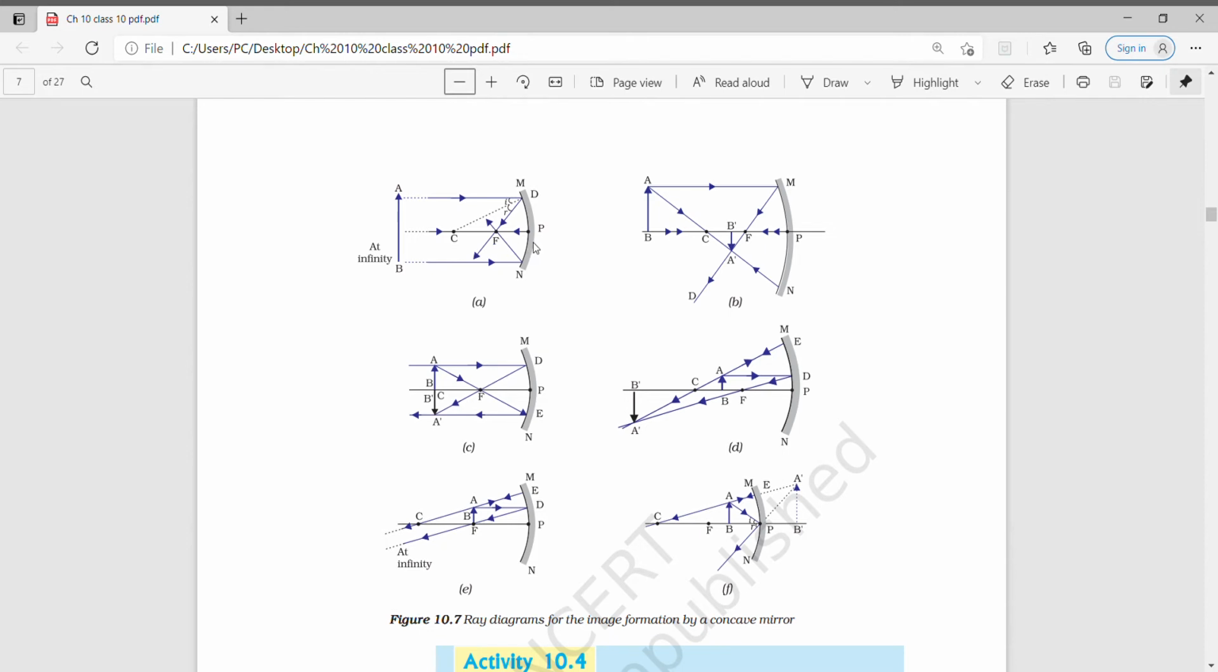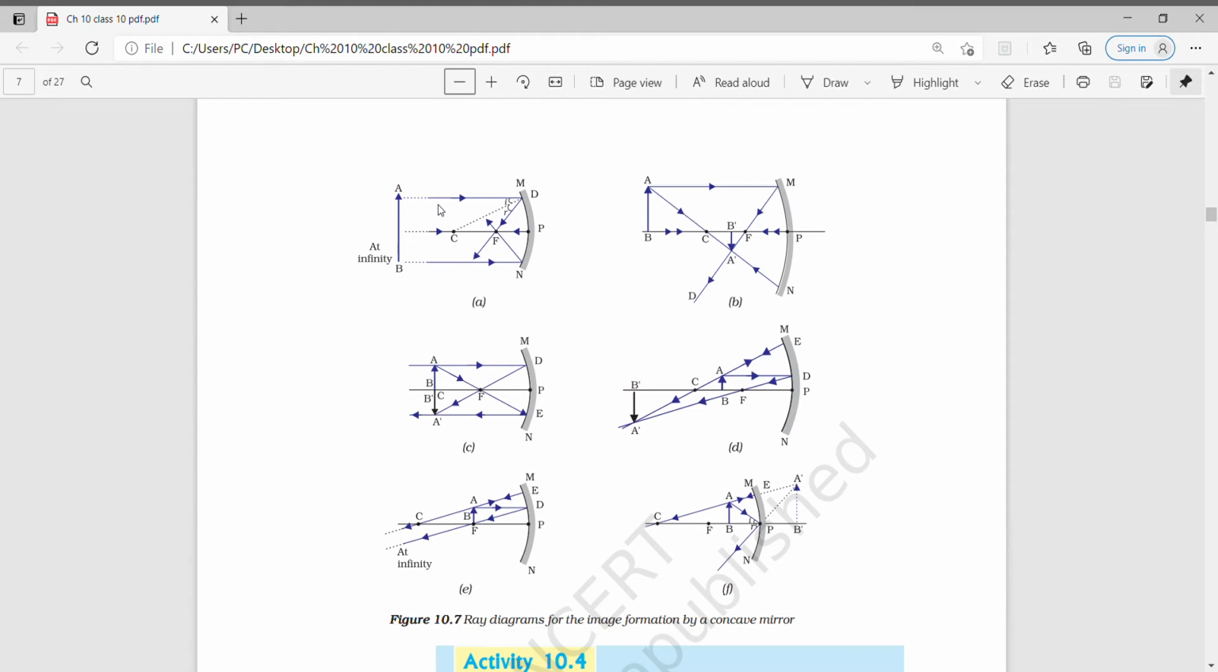So this is very important because CP is the radius of curvature, and FP is the focal length, and focal length is half of the radius of curvature. And when you have to draw the rays of light, you must show their direction with the help of arrows. If you do not put arrows here, then this will be an incomplete diagram.